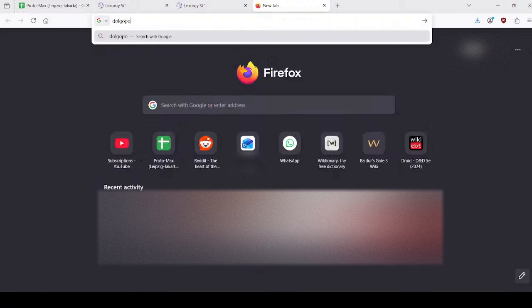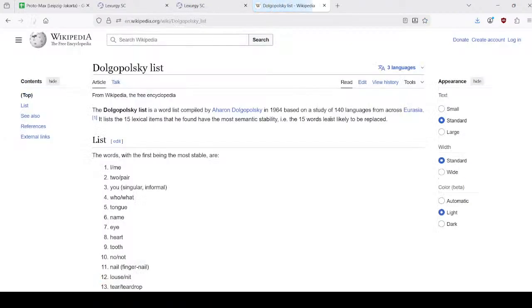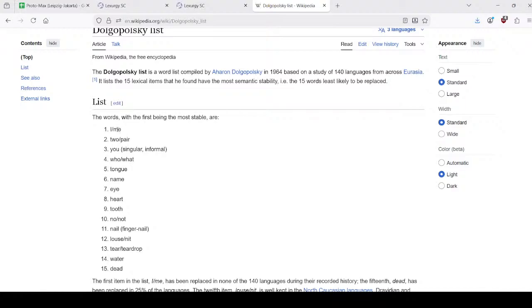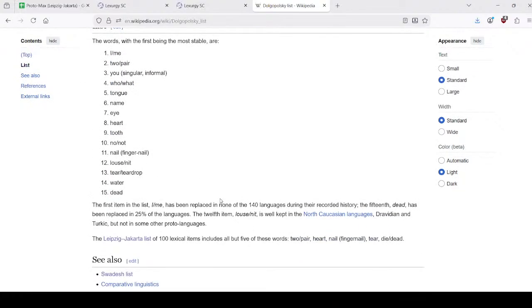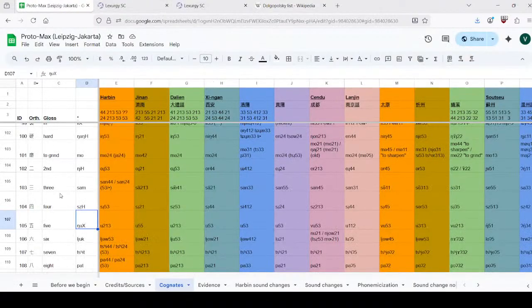Dolgopolsky list, where essentially all of these words are in. Oh, hmm, I guess there are more to add. I'll add heart, nail, tear, and die or dead, and this.